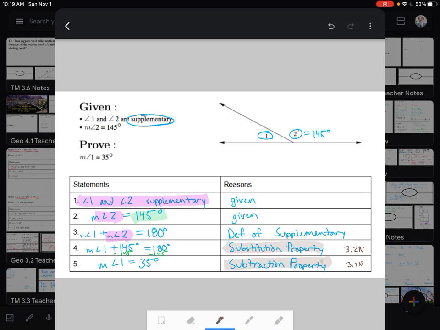Definition of supplementary is not from our notes. That's just a normal definition that we have. And we know for sure, given is always our first few steps. However many statements we are given, we always put those down first. So again, a little bit of practice needed here, but we're in good shape.